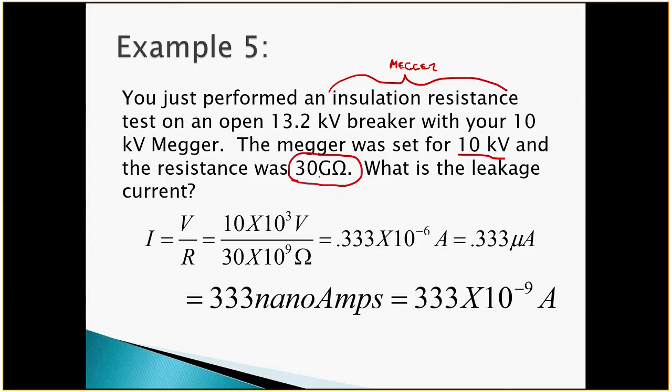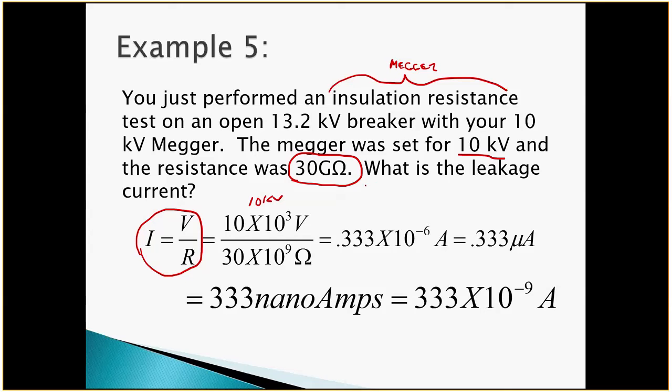And that happens pretty often. So you're doing an insulation resistance test that we often mistakenly call a Megger test. You've applied 10,000 volts, and the insulation resistance that you received back was 2 gigaohm. Well, what does that really mean to me? Well, again, solving for I, I get current equals voltage divided by resistance. So the voltage was 10 times 10 to the 3. That's my kV.